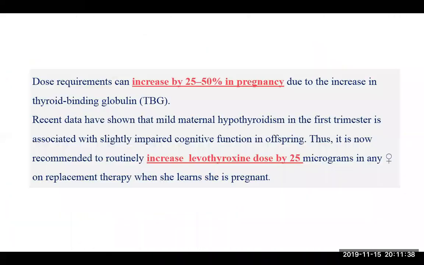During pregnancy, this is very important, because in any pregnant patient presenting to you with hypothyroidism and on a stable dose of replacement therapy, you must increase the dose of thyroxine by about 25 to 50% once you hear she is pregnant. Actually, we must increase the dose by 25 to 50 microgram daily, and another approach says that you must increase the dose by 2 extra doses per week.